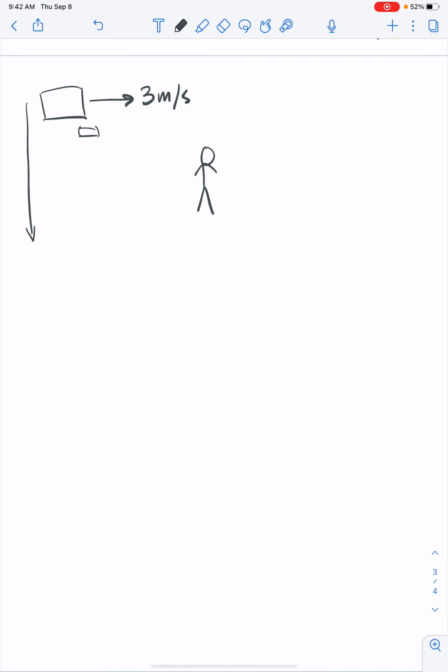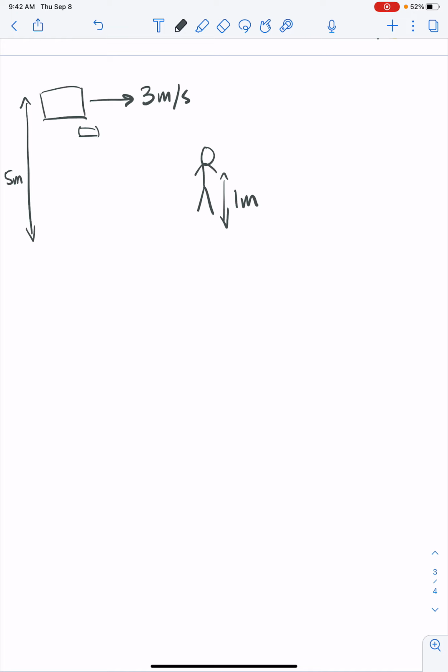Okay, in this video, we're going to talk about relative velocity with our burrito drone example. In this example, we've got our drone. It's moving at a steady speed of 3 meters per second to the right. We've got our person here who's going to catch our burrito. The altitude of the drone is 5 meters. The altitude of the person's hand is 1 meter, okay?